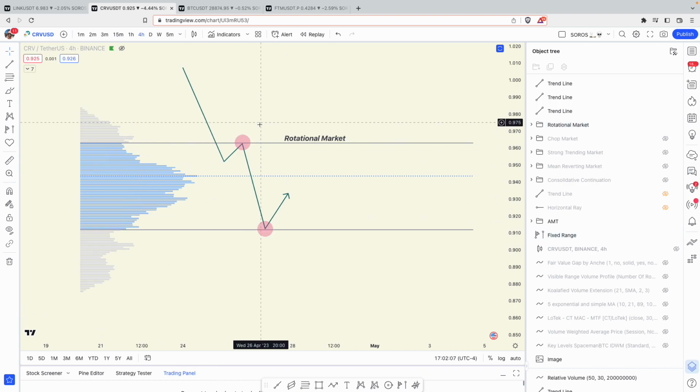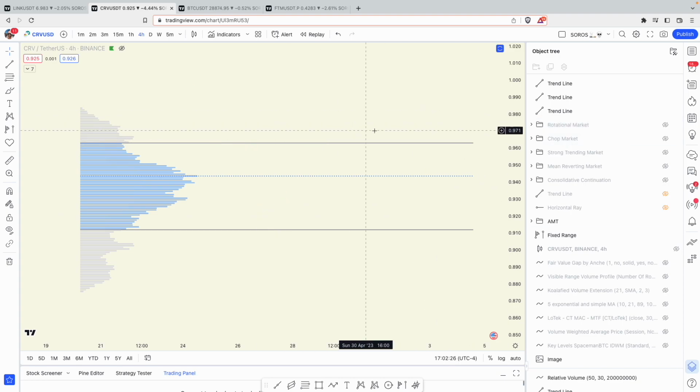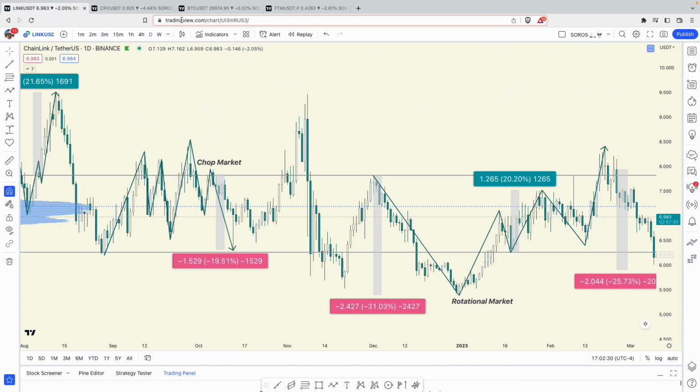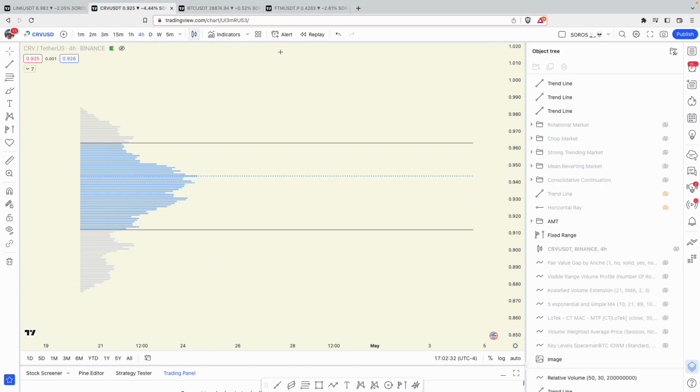This is what we call a rotational market, where basically price came back into the value range, rejected the premium within the range, and then went after, or sought, the value area at the bottom. So this is a rotational market. We'll go over live examples. Actually, the link chart is perfect. It has examples of everything. So that's your first type of market, rotational.